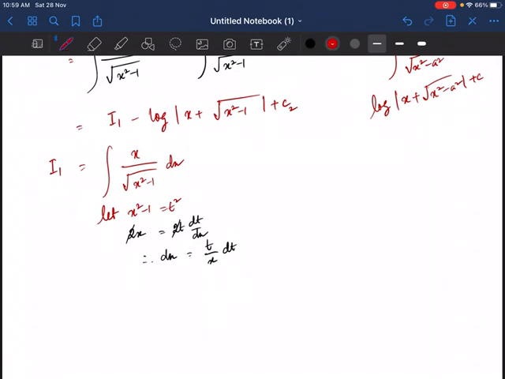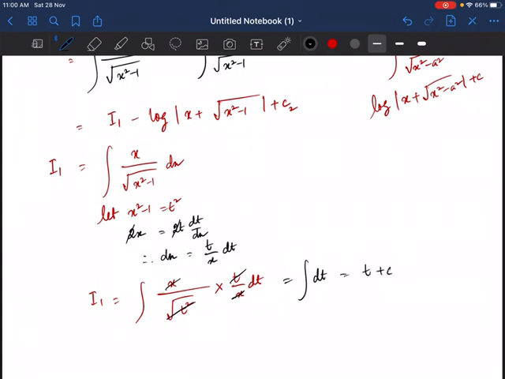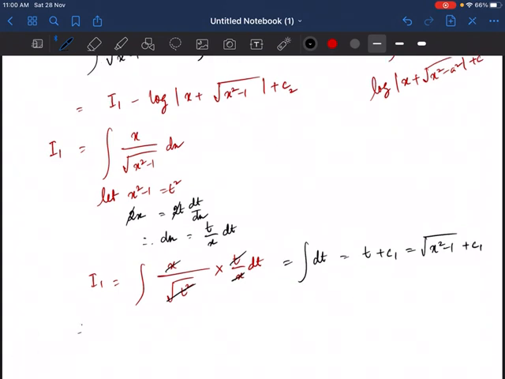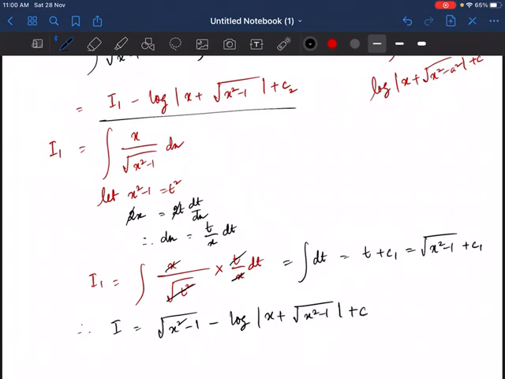Now let's substitute. I1 will become integration of x divided by square root of t square into, in place of dx, t by x dt. So let's see what gets cancelled. x and x get cancelled. Now square root of t square is only t, so this also gets cancelled. So we have the integration of 1, and that is t plus c. And what is t? x square minus 1 is equal to t square, so t is square root of x square minus 1 plus c1. So therefore at the end I is equal to root over of x square minus 1 minus log of x plus root over of x square minus 1 plus c. Now you can write c because you have done the entire integration.